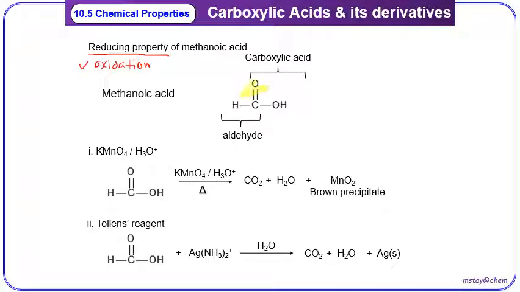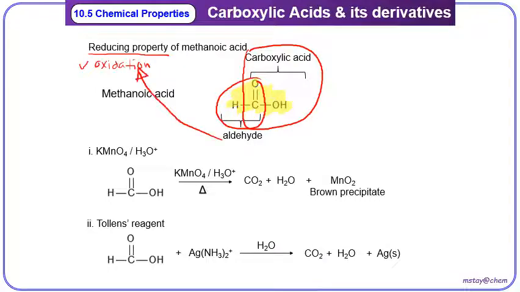But when we focus on this structure for methanoic acid, like we mentioned previously in the intro, this part looks like the aldehyde and this part looks like the carboxyl group. Because this part is the aldehyde group, it is able to undergo oxidation.